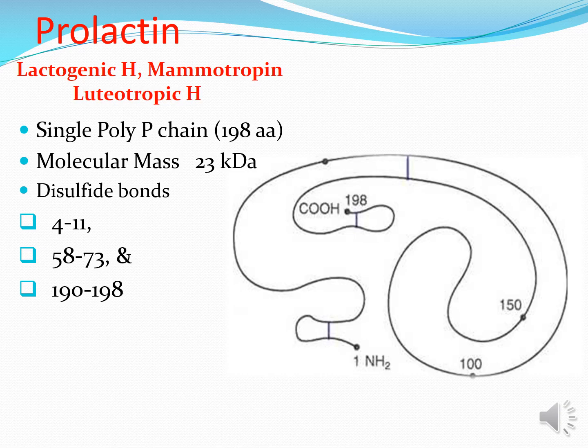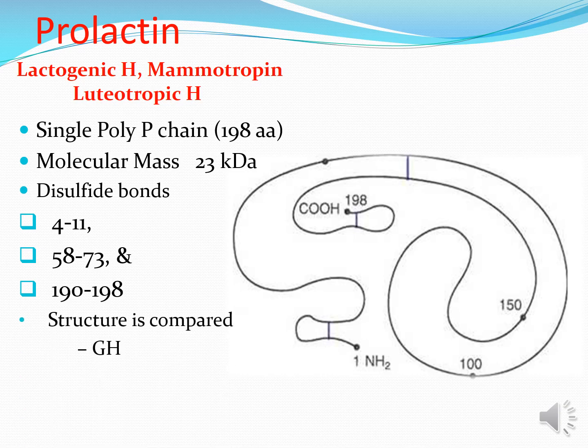Number of amino acids 198 and 3 disulfide bonds. Again I am repeating, one at 4 and 11, second is 58 and 73, third one is at 190 and 198. Its molecular mass is about 23 kilodalton. Its general structure is comparable to that of growth hormone, as we have already discussed in previous lectures.